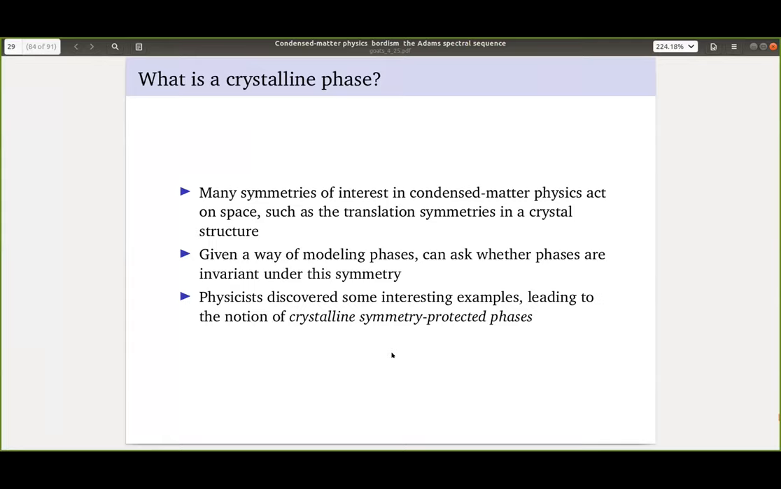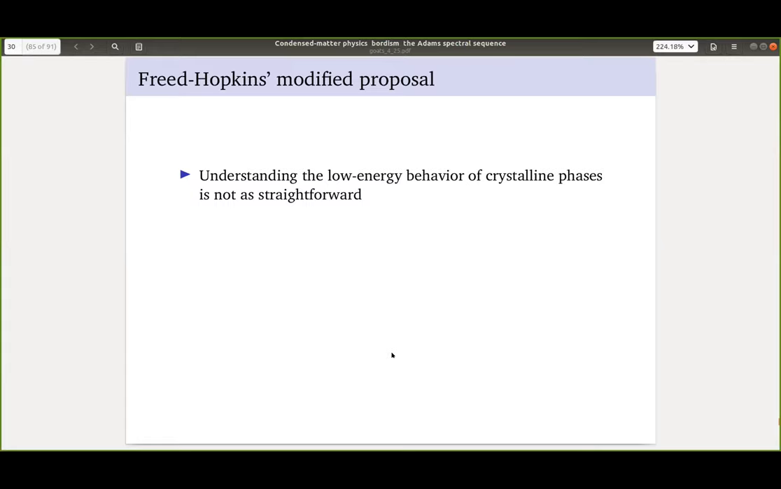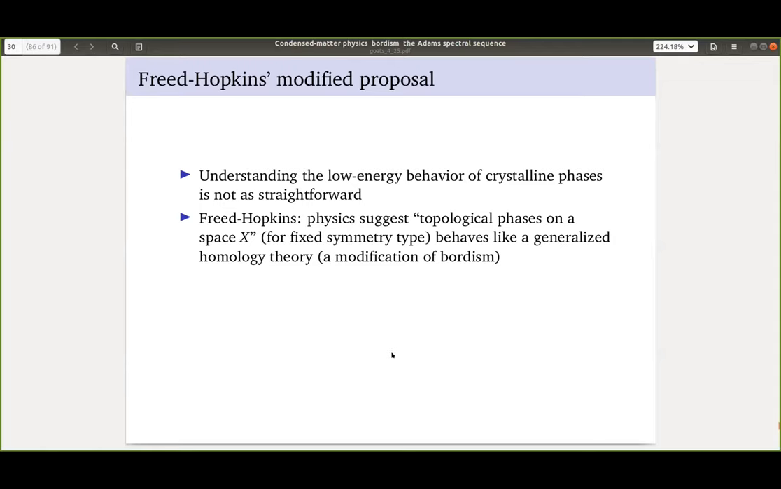So now there's a group acting on space. This is nice, except that the argument that you just take the low energy physics and get an invertible field theory is, at best, not so straightforward, and at worst, it just might not apply. So physicists are classifying these things, and we'd like to understand that mathematically, so we'd better do something different. And "we" means Fried and Hopkins, who last year put out a paper which made the following kind of argument. Physics suggests, oops, typo number two, that topological phases on a space X for a fixed symmetry type behave sort of like a generalized homology theory. Or maybe it is a generalized homology theory once we figure out how to make this mathematically rigorous.